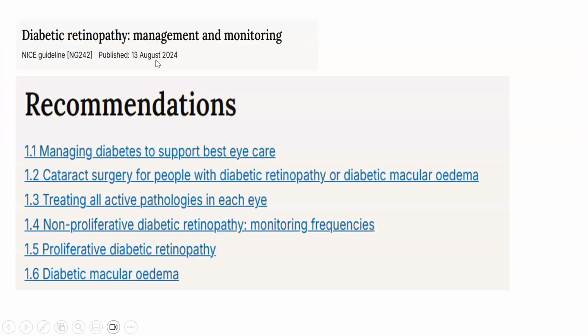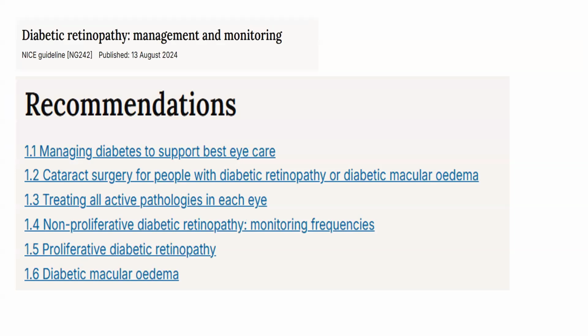So the guidelines had the following recommendations. They have dealt in detail with managing diabetes to support best eye care. In this, they have spoken about the targets for blood pressure, targets for glycemic control, as well as the role of fenofibrate in the management of diabetic retinopathy.